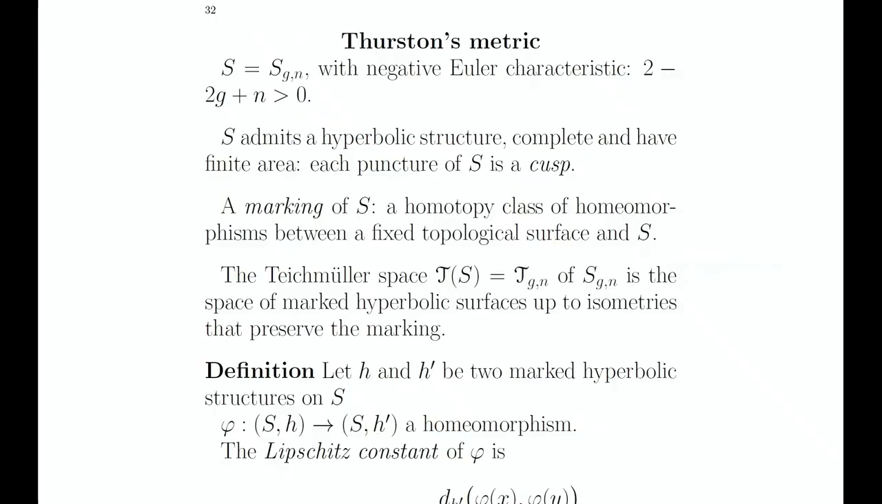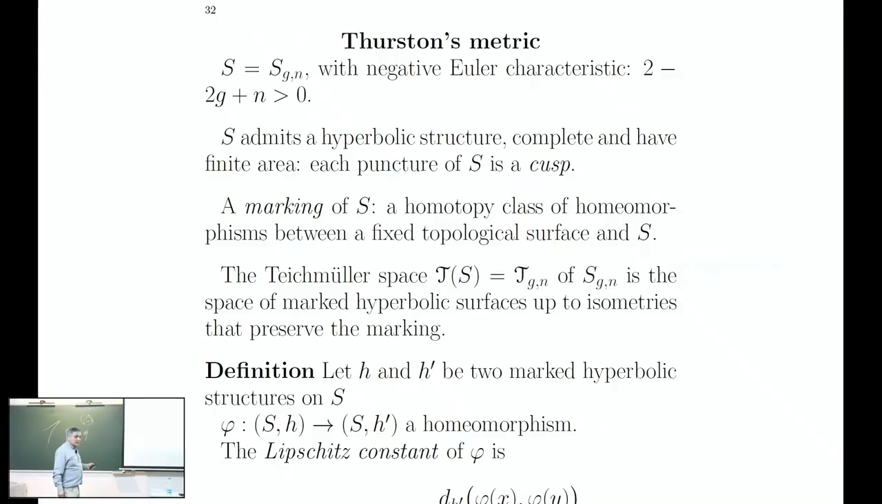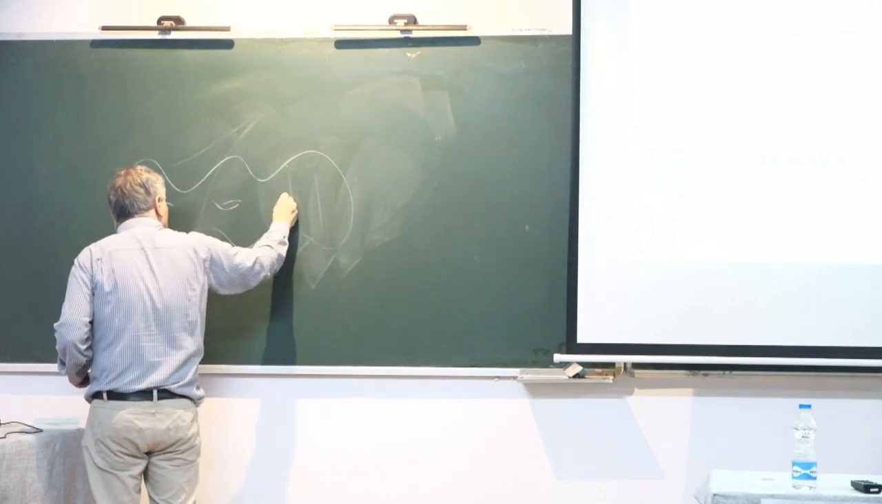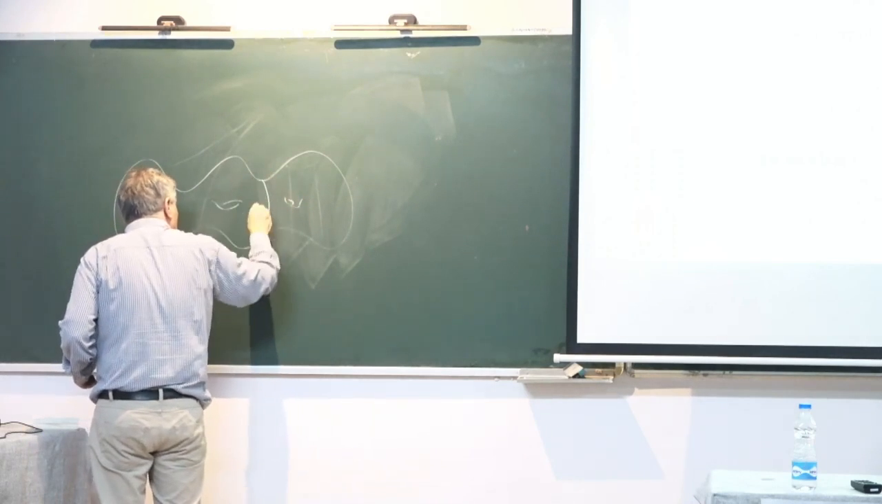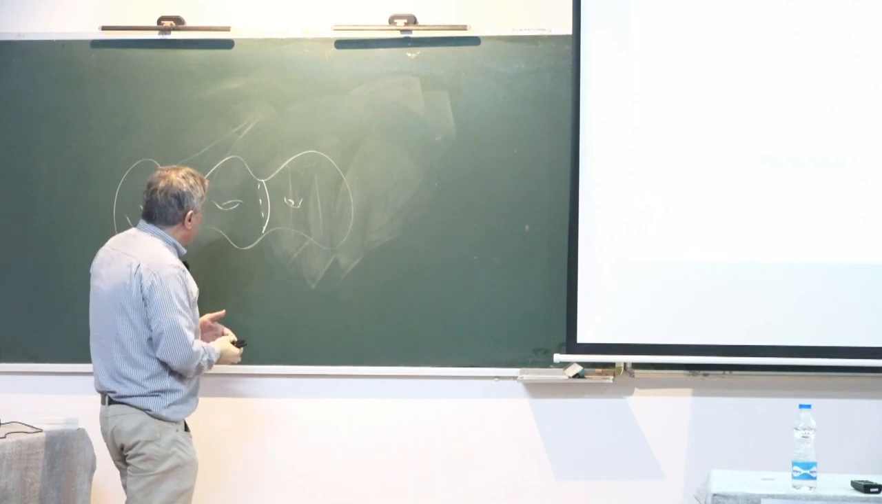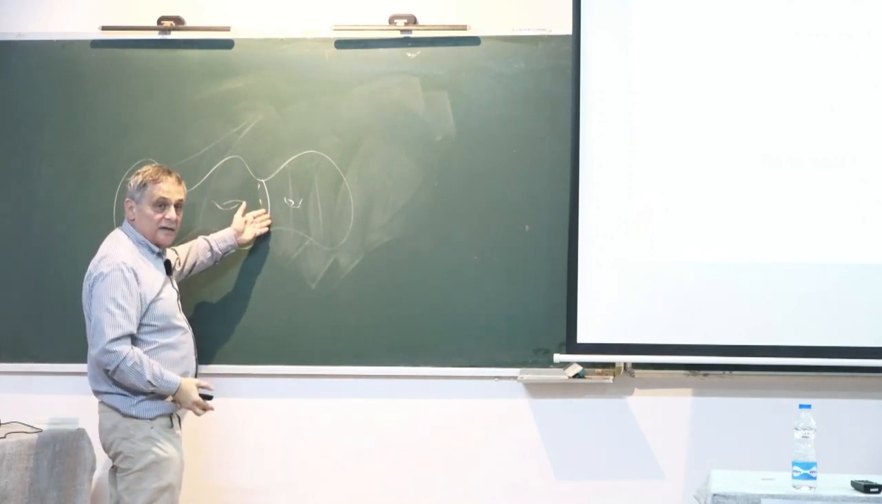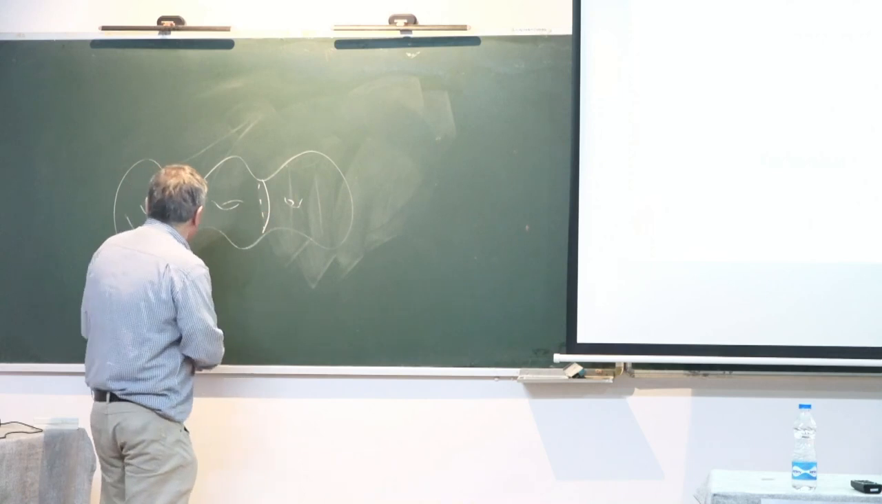There was an important thing we talked about: marking. The marking of a surface is a homotopy class of so on, but let me tell you the essential thing. The marking of a surface permits me to say that I'm considering this particular homotopy class of curves and not another one.